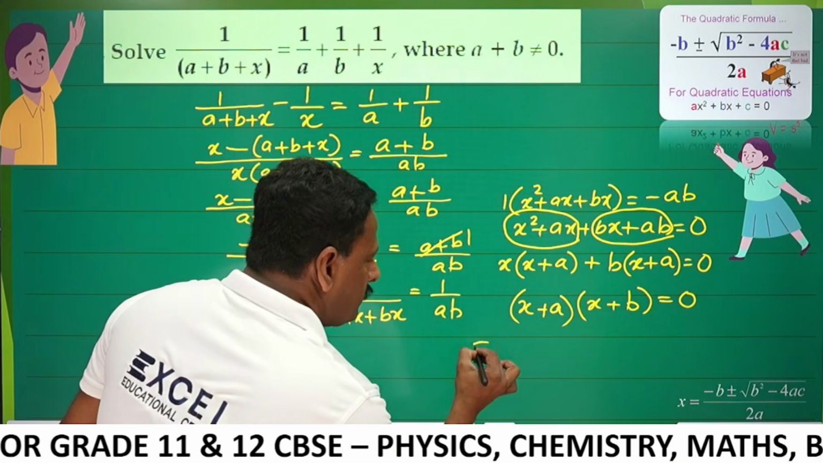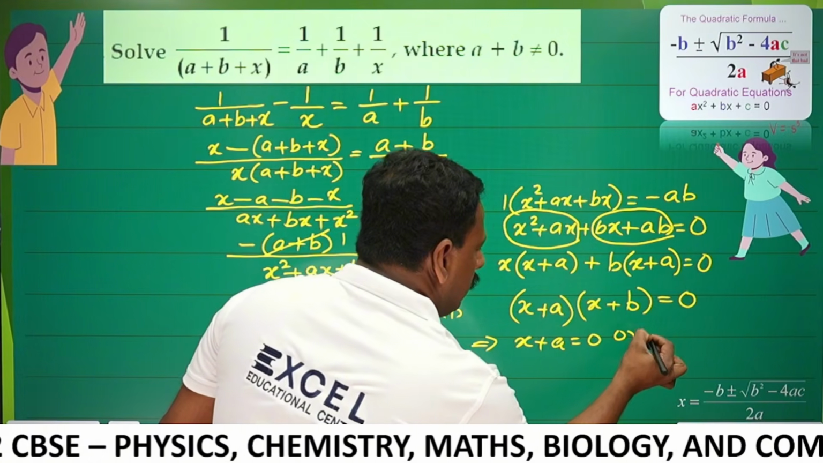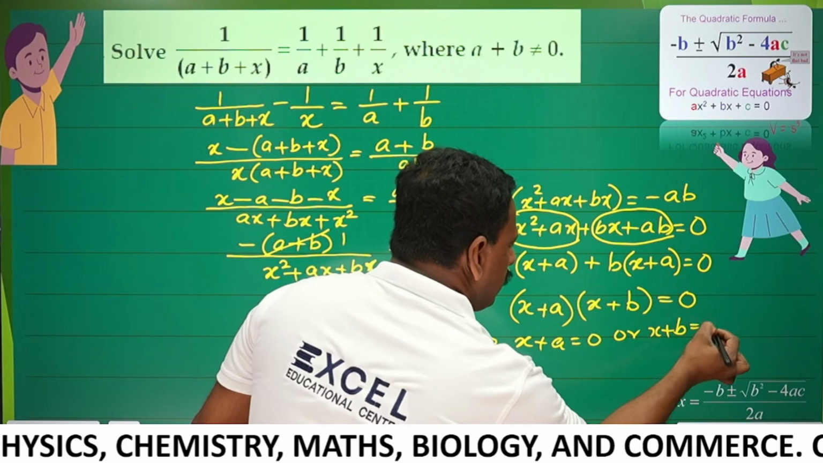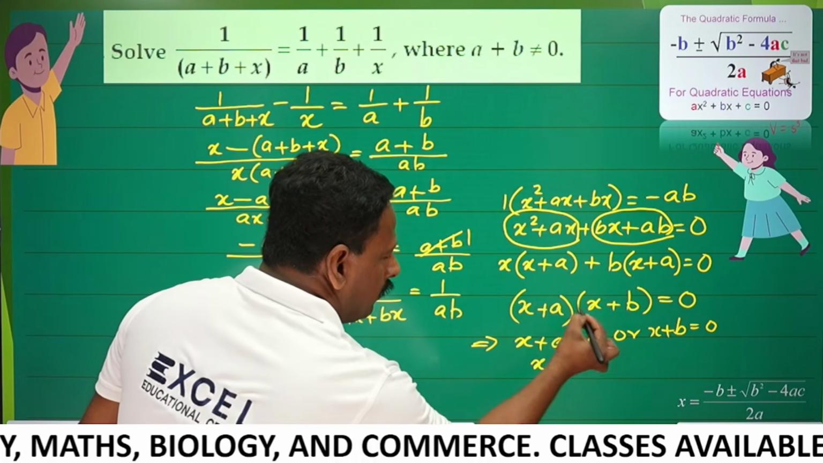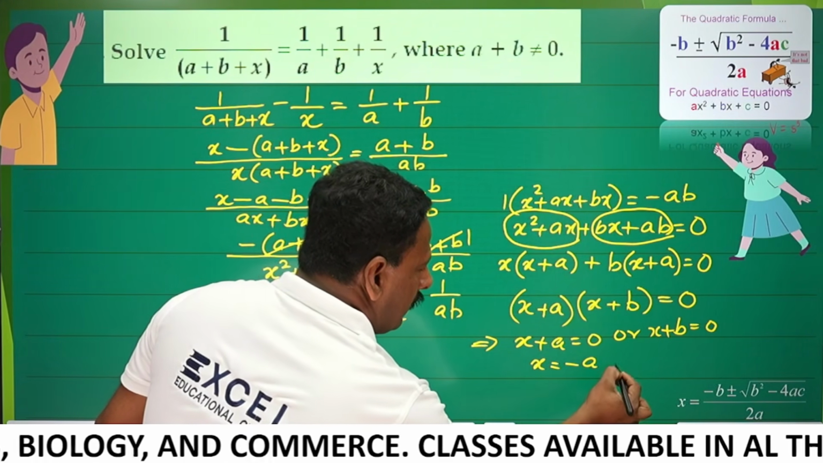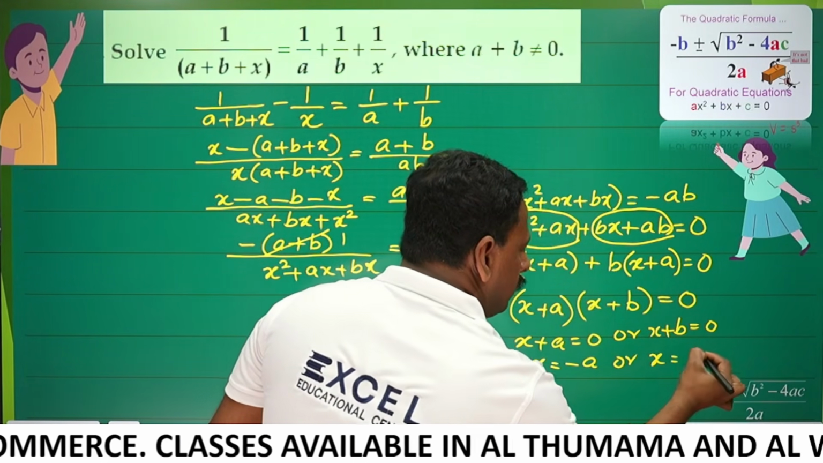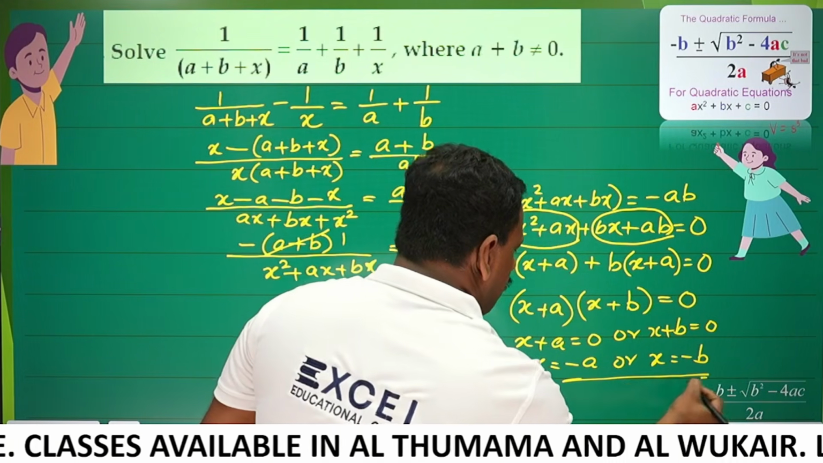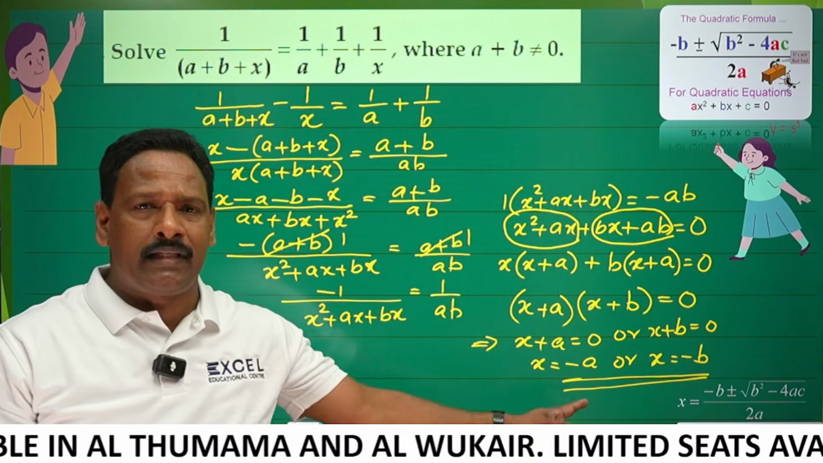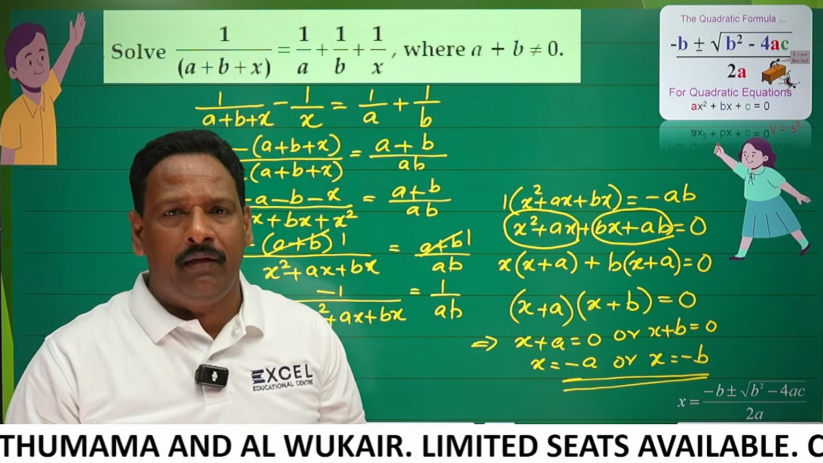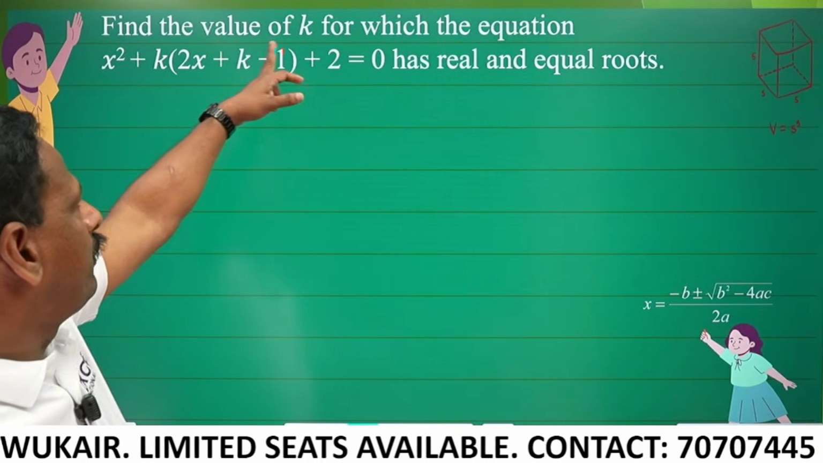So this implies either x plus a equal to 0 or x plus b equal to 0, which gives x is equal to minus a or x is equal to minus b. So we got the two values for x. The first value is x is equal to negative a and the second value is x is equal to negative b.